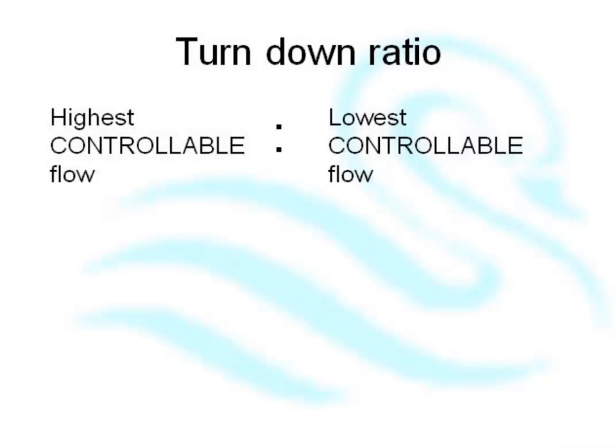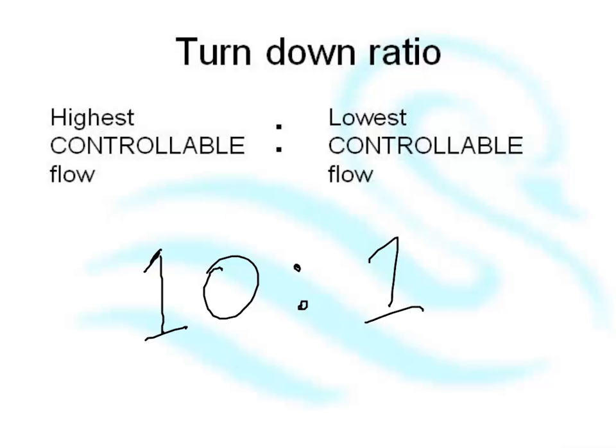The real reason we use split ranging is to improve a thing called our turn-down ratio. With virtually all valves have got a turn-down ratio of 10 to 1. What that means is, if the maximum controllable flow through your valve is 100 litres, the minimum controllable flow through your valve will be 10 litres.